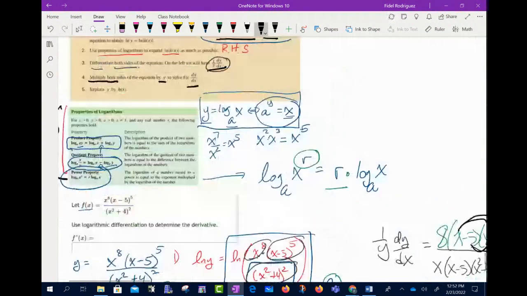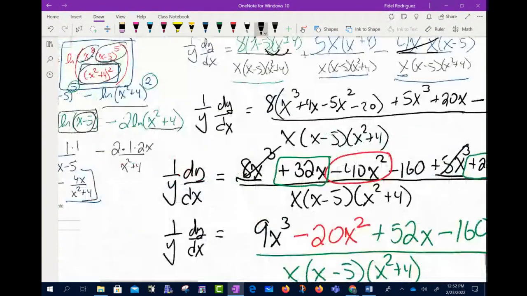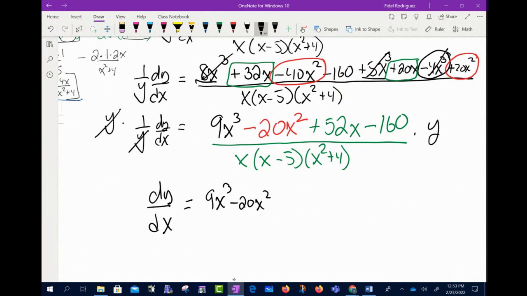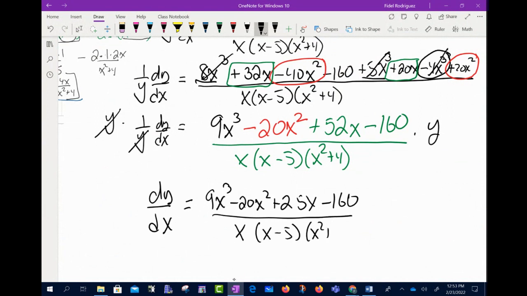Okay? So now we're going to come back over here and say, let's multiply both sides of the equation by y. So do you agree that this y and that y would cancel out right there? Okay. So look, we're going to have dy dx equals 9x to the third minus 20x squared plus 52x minus 160 over x minus 5, x squared plus 4.